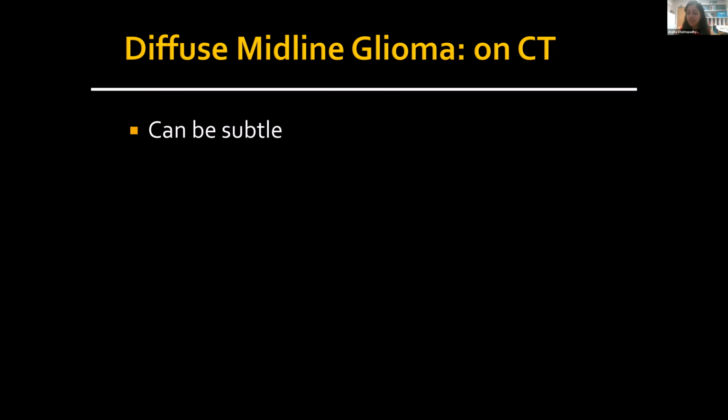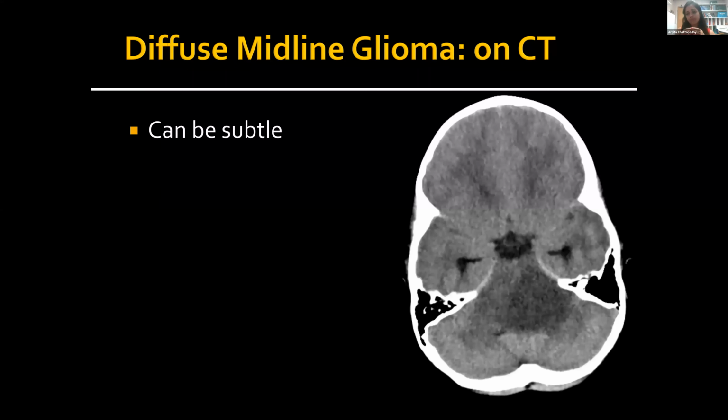On CT, sometimes it can be subtle. So this snapshot particularly might suggest that you've got streak artifact coming across from the petrous apices bilaterally. And in neuro, I find that symmetry really helps us. So we can pick out asymmetrical abnormalities quite easily. But when it's a parenchymal abnormality in the midline, it can be a little bit more difficult.